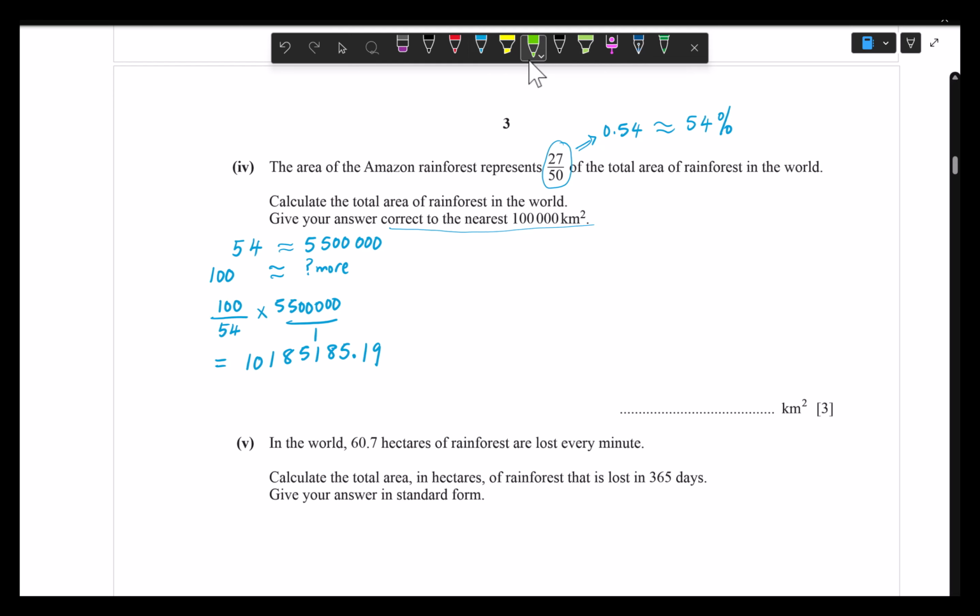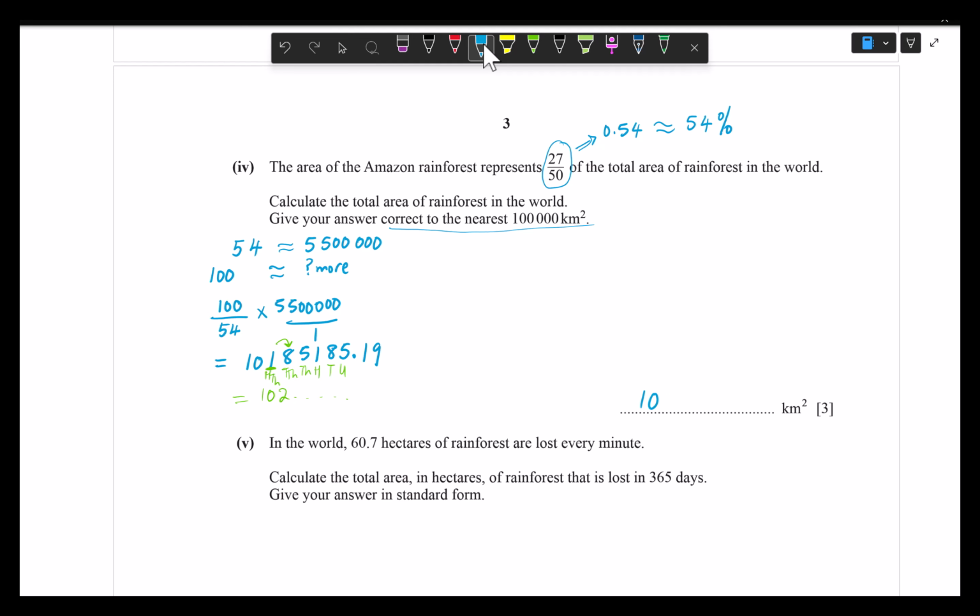And now we want to put our answer correct to the nearest 100,000 square kilometers. So we're going to look from the 5, and we say this is a unit, this is a 10, this is 100, this is 1,000, this is 10,000, and this is 100,000. Correct to the nearest 100,000 square kilometers, we're looking at this value. Because the one after it, which is 8, is bigger than 5, our answer is going to be 102. Our final answer right here is 102, 1, 2, 3, 4, 5. Our answer is 10,200,000 square kilometers. That is the total area of rainforest in the whole world.